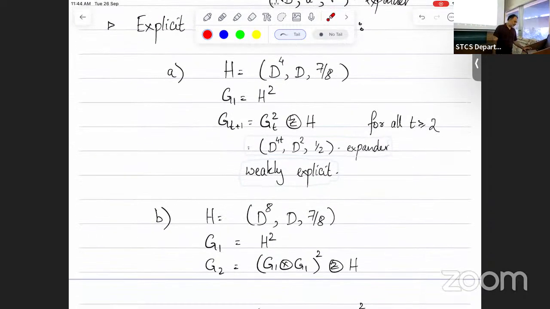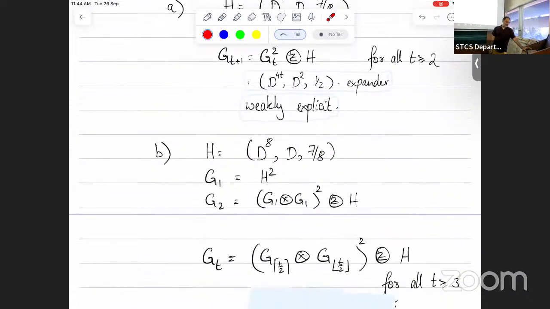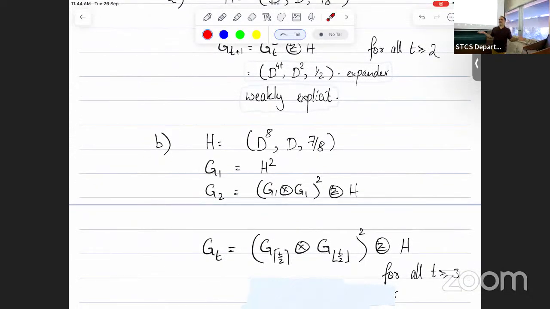Okay. The second construction that we saw was, instead of starting with a D to the power 4, D 7 by 8 expander, we started off with a D to the power 8, D 7 by 8 expander. Okay. And then we did this thing where you tensor and then square and then take zigzag. So the tensoring is like you're increasing the number of variables.